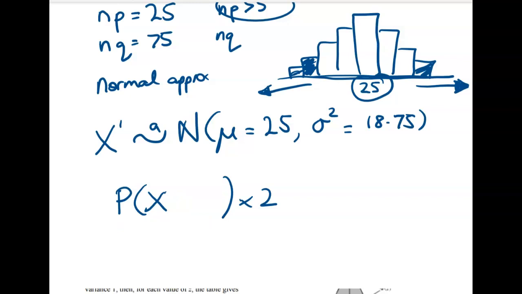But we're not going to do it with 15 because we're not using X. We're not using my bar chart. We are using our approximation. Right? We want to include bar 15, which means that we're going to go out to 15.5. So this is what we're going to work out now.